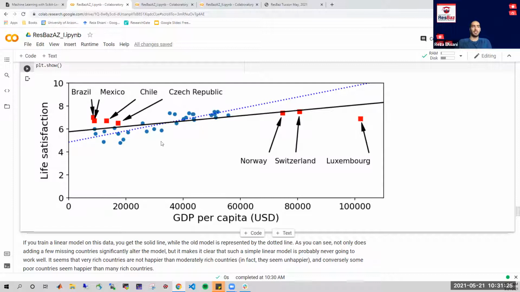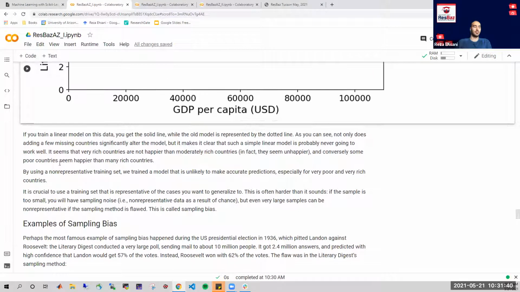So the data which we used for training at the beginning was not representative of these rich countries which are not happier, and these poor countries which are happier than the normal data provided in the training set. So by using a non-representative training set, we train a model that is unlikely to make accurate predictions, especially for very poor and very rich countries. It is also crucial to use a training set that is representative of the cases you want to generalize to.